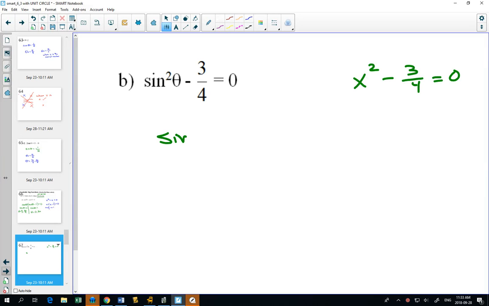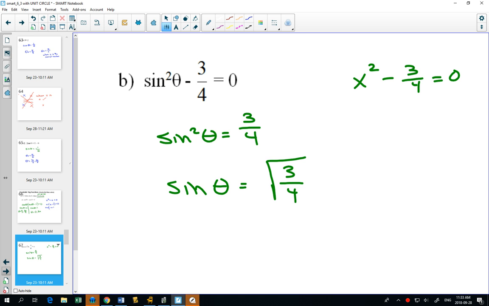So I'm going to move the 3 over 4 to the other side. How do I get rid of a squared? Square root. What mistake did I make? Positive or negative? Right? Can you see yourself saying, oh, I'm going to make that mistake? Can you simplify the square root of 3 over 4? It's the square root of 3 on the top over the square root of 4 on the bottom, which happens to be 2.